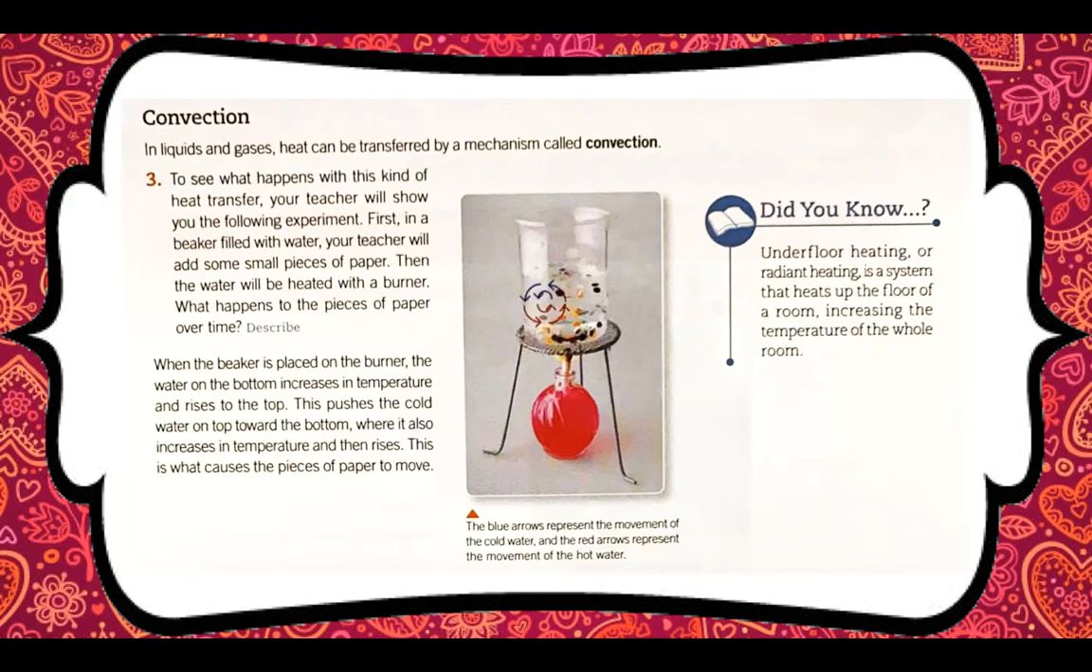What happens to the pieces of paper? Over time, these pieces of paper will move in circles. When the beaker is placed on the burner, the water on the bottom increases in temperature and rises to the top. This pushes the cold water on top toward the bottom, where it also increases in temperature and then rises. This is what causes the pieces of paper to move.